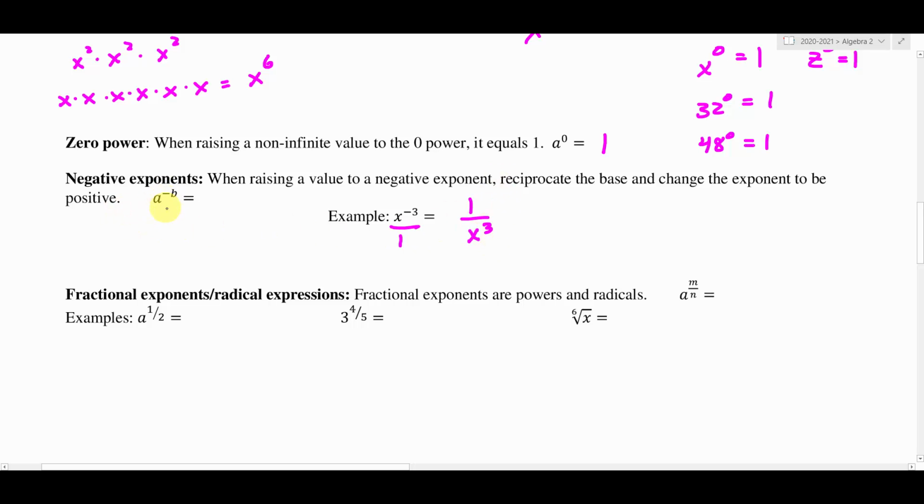Okay, so if I had something like a to the negative b, I would rewrite that as 1 over a to the b. Right, so I flip it, pretend like this is over 1, I flip it, and then change that b to a positive exponent.